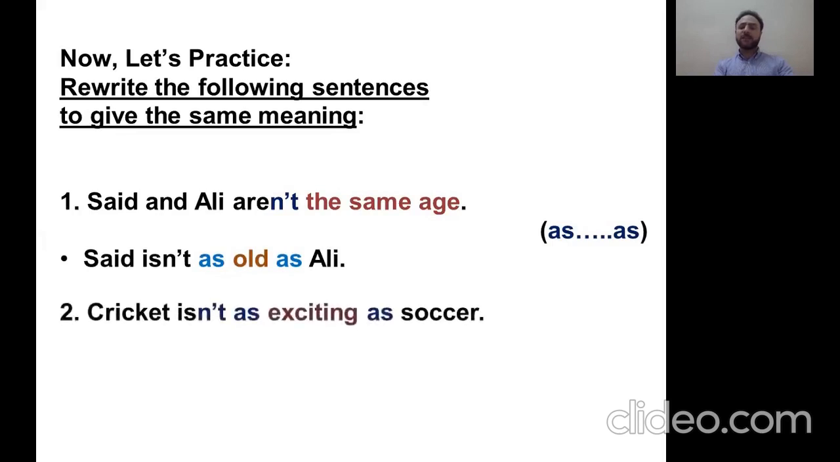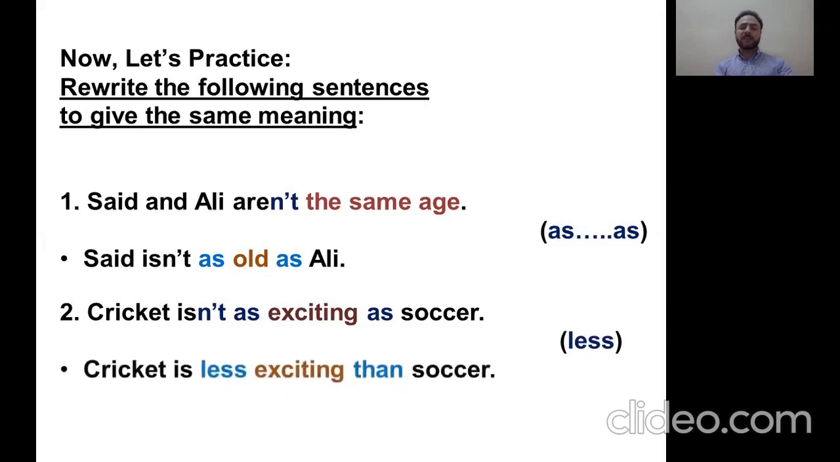Number two, cricket isn't as exciting as soccer. We know that soccer means football. Use less. So the answer is: cricket is less exciting than soccer.